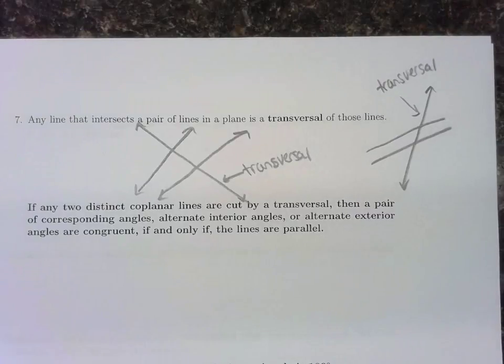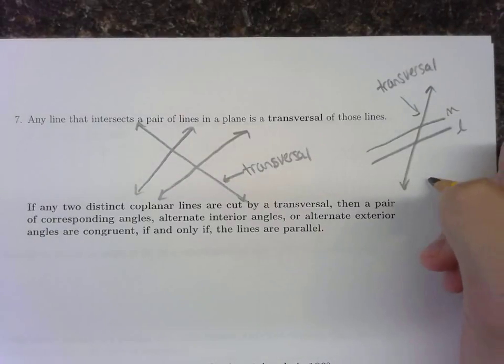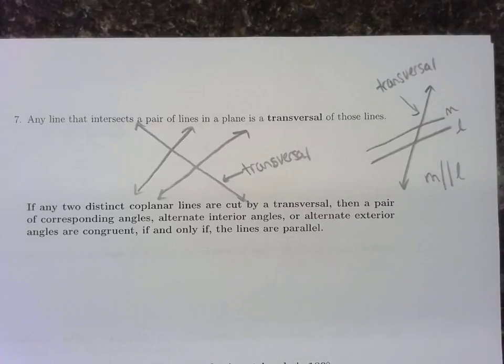Transversals are again very important when you have parallel lines, so I'm going to go ahead and write that down. I'll name this line M and this line L. I'm going to say M is parallel to L. Parallel, which you should have seen this definition before, just means that they never intersect.